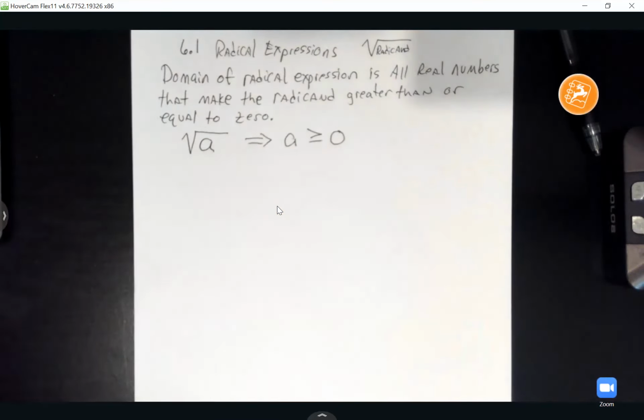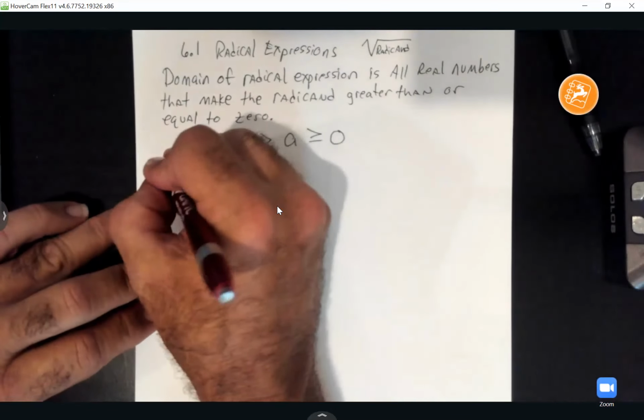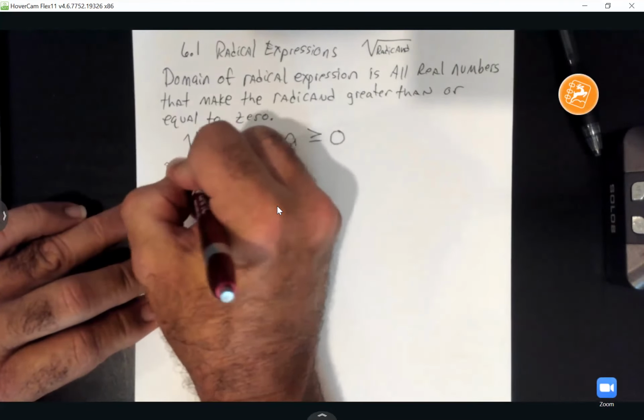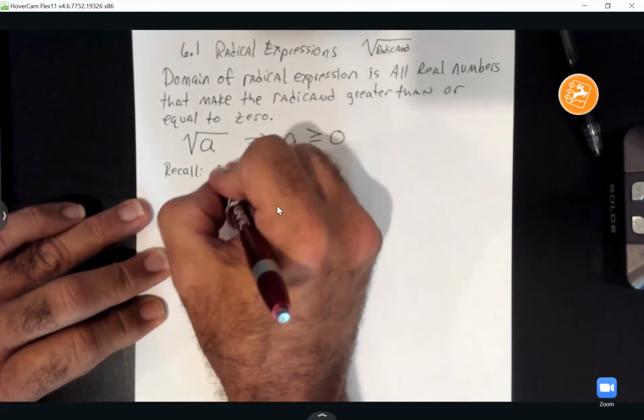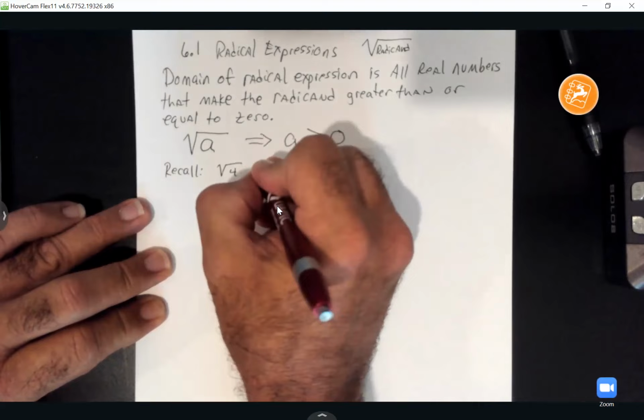And y'all let me play with that. So recall. I'm just going to play with a few radicals with you. What's the square root of 4?